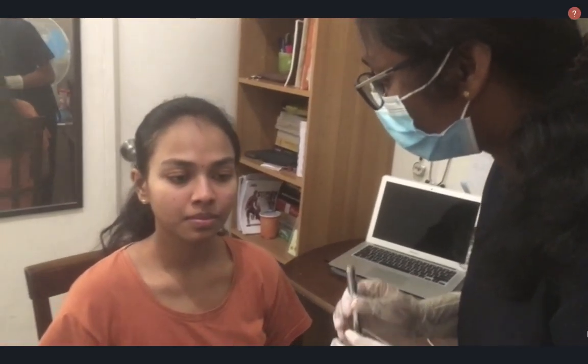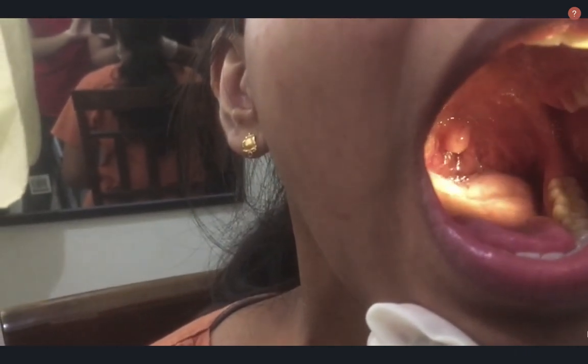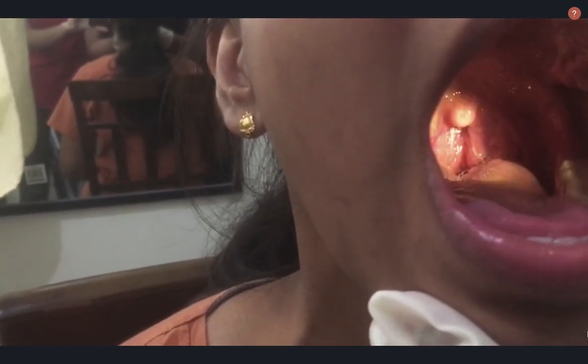Ask the patient to say ah, open the mouth wide. Meenakshi, open the mouth wide and tongue out. Now examine the soft palate and uvula and check for symmetry. When you examine, the soft palate should rest symmetrically on either side and the uvula should be at the center.